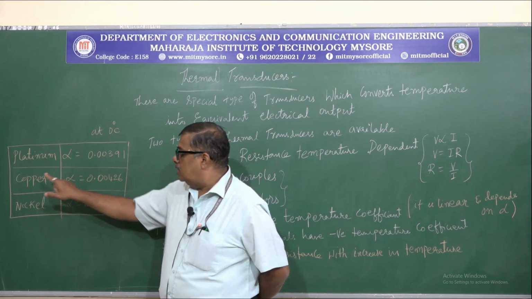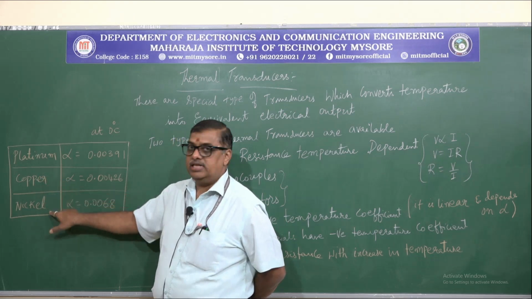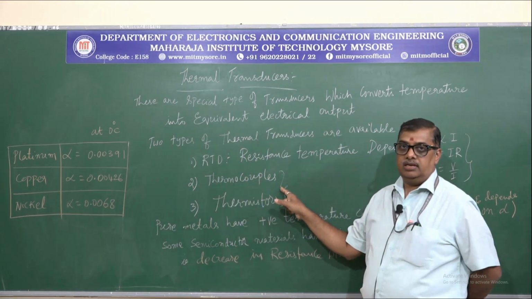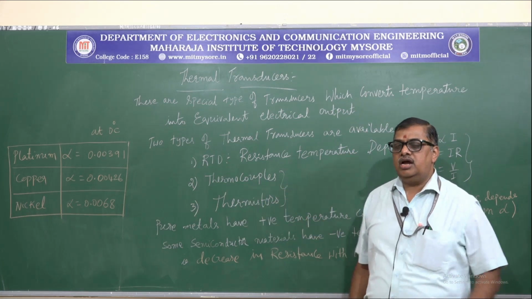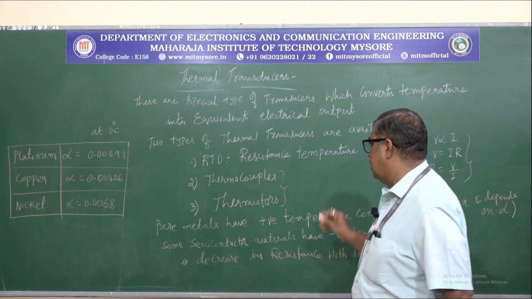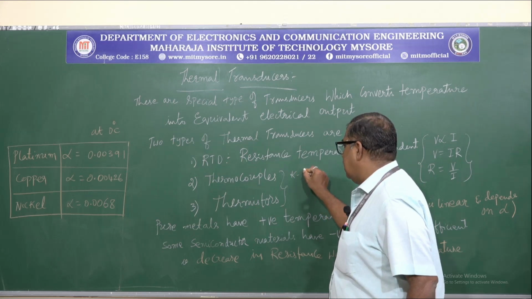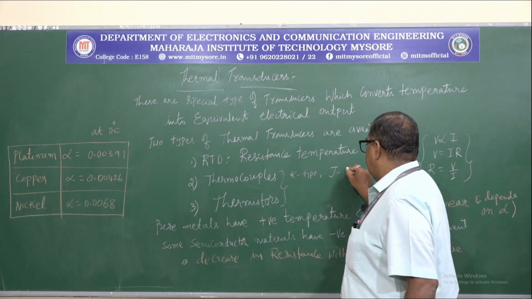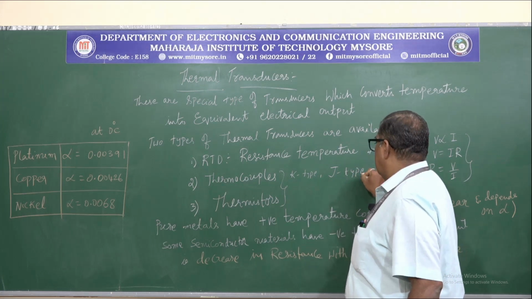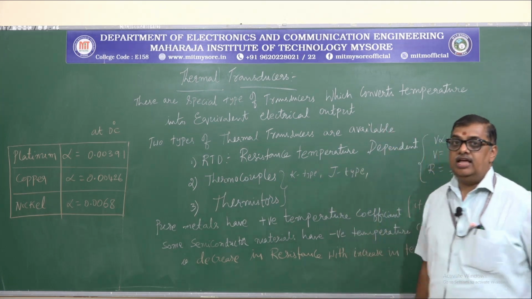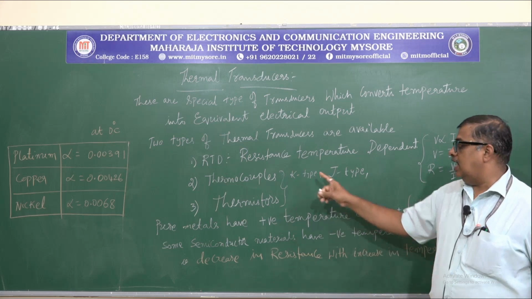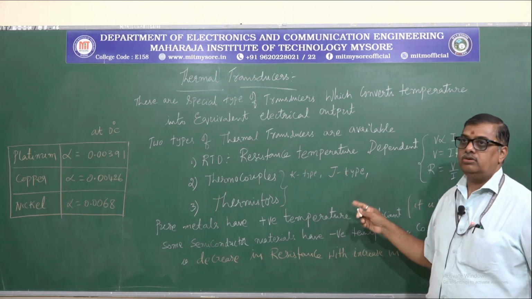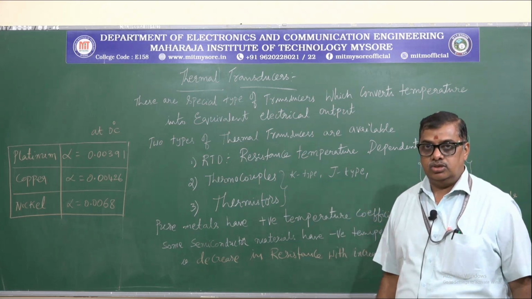Now if you mix two metals like copper and nickel, we get the thermocouple. There are different types of thermocouples. We call it K type thermocouple, J type thermocouple. These are some of the types of thermocouples we have. K type has two different metals used. J type also has two different types of metals used.